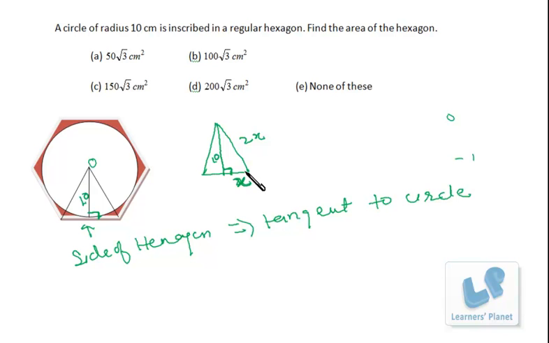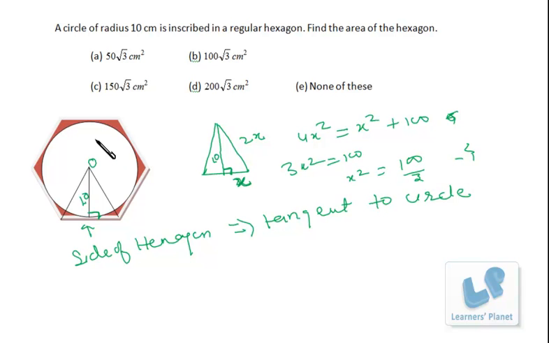Now we can apply Pythagoras theorem to find out the value of x. So it's 4x square is equal to x square plus 100, right? Hypotenuse square is equal to base square plus perpendicular square. Okay, so 3x square is equal to 100, so x square is equal to 100 by 3.